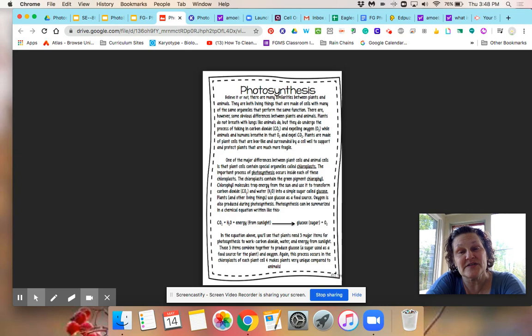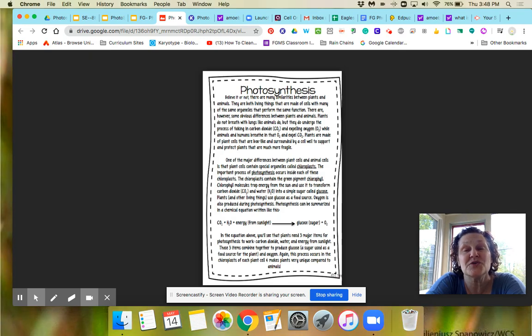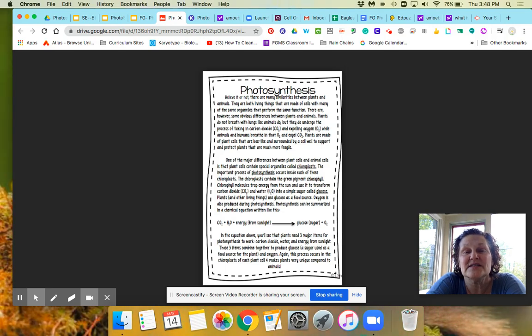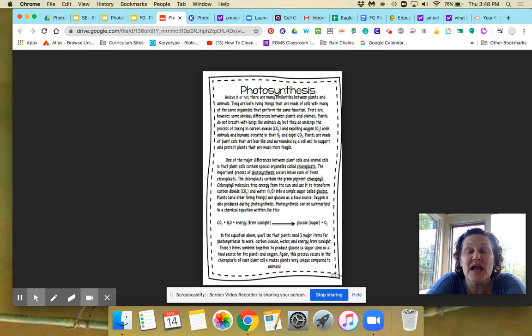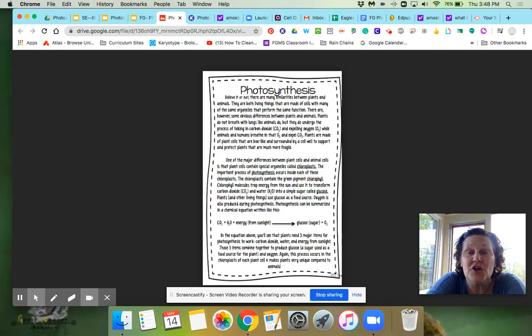Plants are made of plant cells that are box like, usually, and surrounded by a cell wall to support and protect plants that are much more fragile. So remember, we know that the cell walls are for protection and for support. One of the major differences between plant cells and animal cells is that plant cells contain special organelles called chloroplasts. The important process of photosynthesis occurs inside each of these chloroplasts. So we know that that's the site of photosynthesis, right? The chloroplast. The chloroplasts contain the green pigment called chlorophyll.